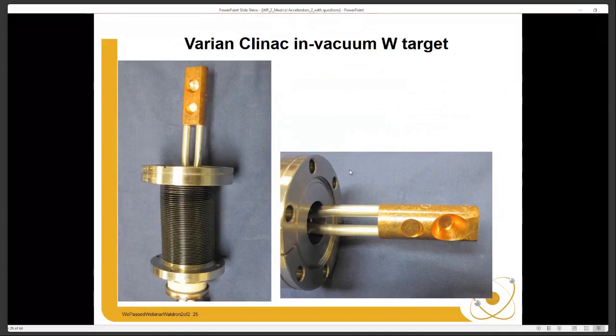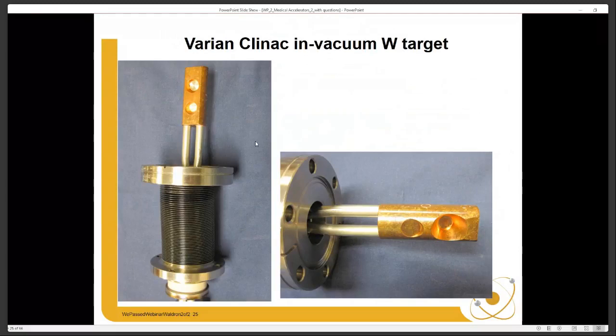Here is the Varian in-vacuum target. Here is the side the beam strikes. You can see there's two buttons here. This is the high energy one, and this is the low energy one. Here's the exit side, high energy, low energy. For many years, Varian had problems in that the popular failure mode here was that these would begin to leak water into the vacuum.